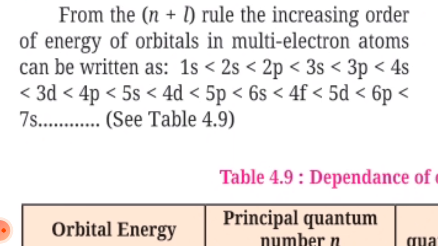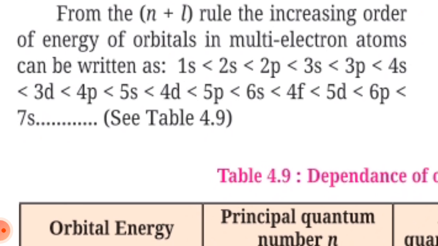From the n plus l rule, the increasing order of energy of orbitals in multi-electron atoms can be written as 1s < 2s < 2p < 3s < 3p < 4s < 3d < 4p < 5s < 4d < 5p < 6s < 4f < 5d < 6p < 7s. See Table 4.9.